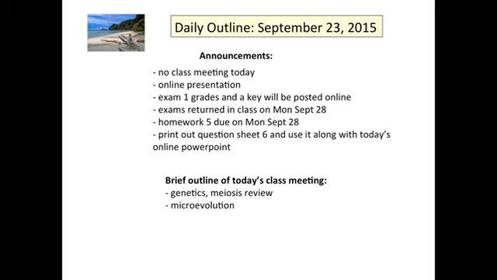How about a little update about our exams? Our Exam 1 grades and a key will be posted online as soon as they're ready. We're still grading them. I expect they'll all be completed by Friday morning, and you'll be able to access your grades on D2L. And I will have a key posted. If you are on campus on Friday, you can come by my office in the afternoon and I can give you your exam then. I will bring all of the exams to class on Monday, September 28th.